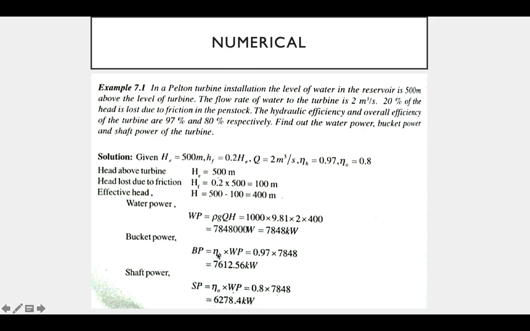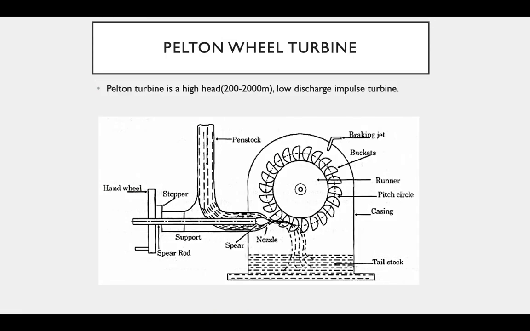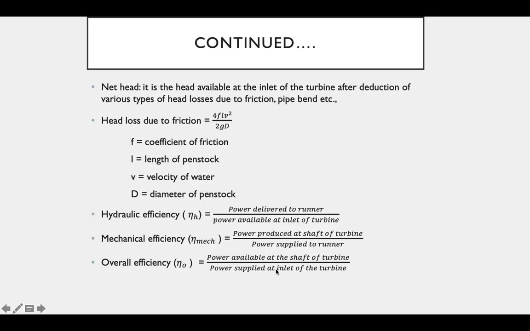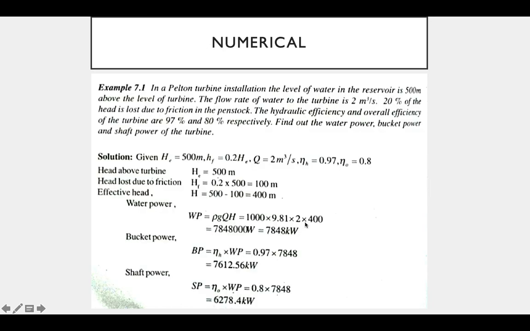Then hydraulic efficiency is equal to power delivered to the runner by power available at the inlet of the runner, that is, runner power by water power. So here you can find out the bucket power. Bucket power is actually runner power. So bucket power by water power is hydraulic efficiency. From this you can find out bucket power.